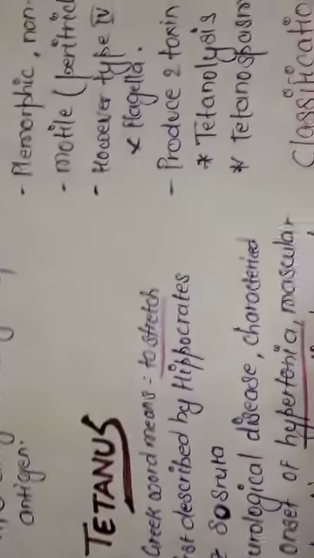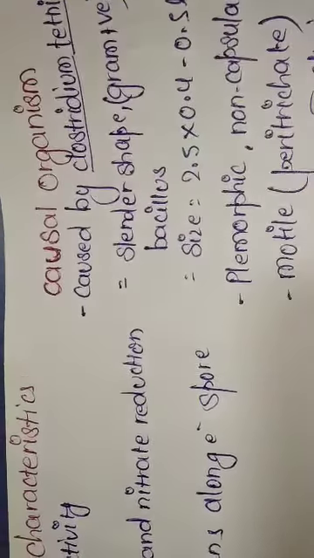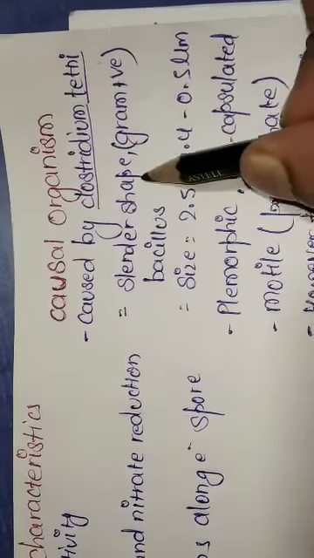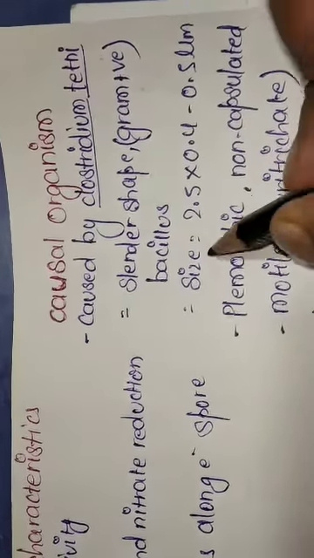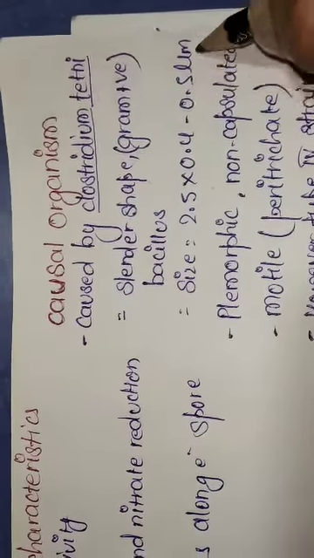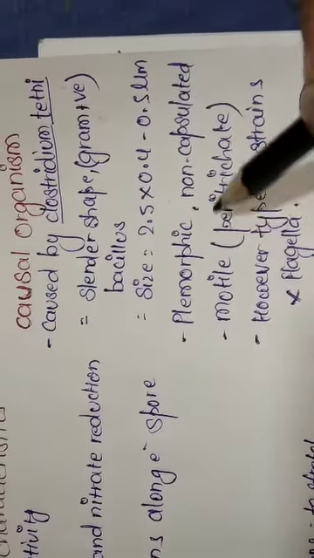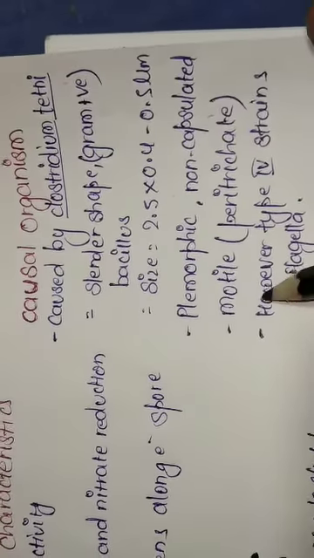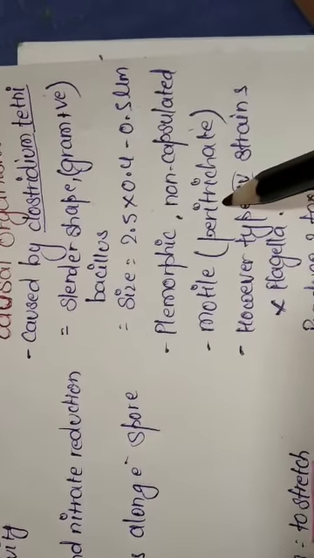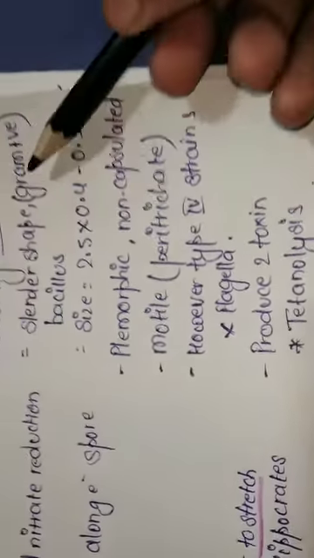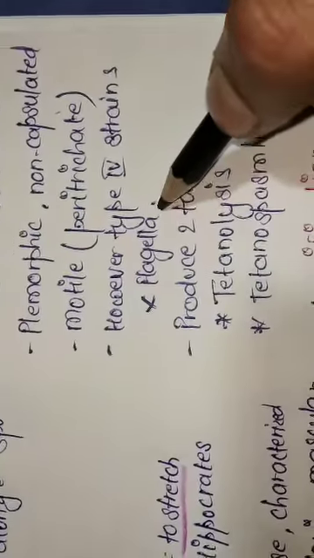So now we'll see the causal organism of tetanus. It's caused by Clostridium tetani. It's a cylinder-shaped gram-positive bacillus with a size of 2 to 4 by 0.4 to 0.5 micrometer. The bacillus is pleomorphic in shape and non-capsulated, and it's motile by peritrichous flagella. But the type 6 strain of this Clostridium tetani does not possess flagella.